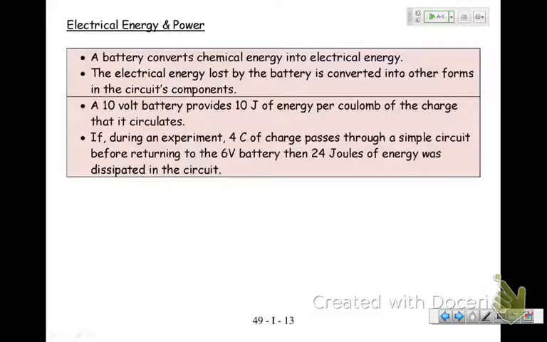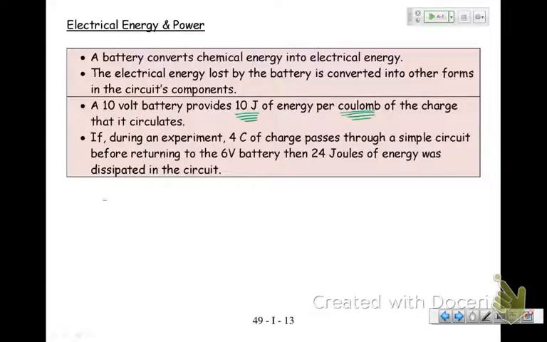Okay, bit of a change. Electrical power. A battery converts chemical energy into electrical energy. Electrical energy lost by the battery is converted into other forms in the circuit's components. So a 10-volt battery provides 10 joules of energy per coulomb. And that's an important thing, I think, to remember.